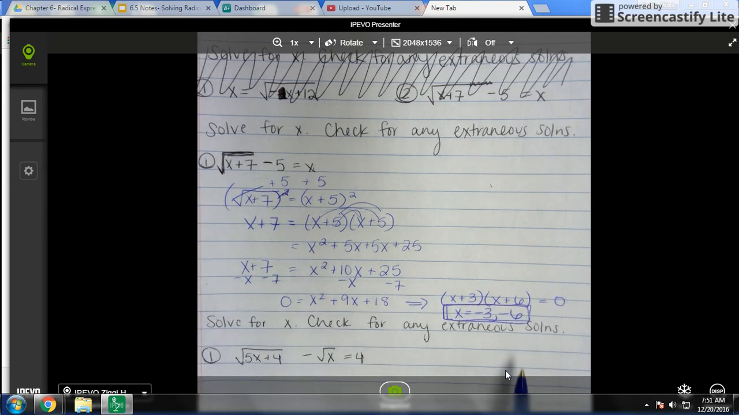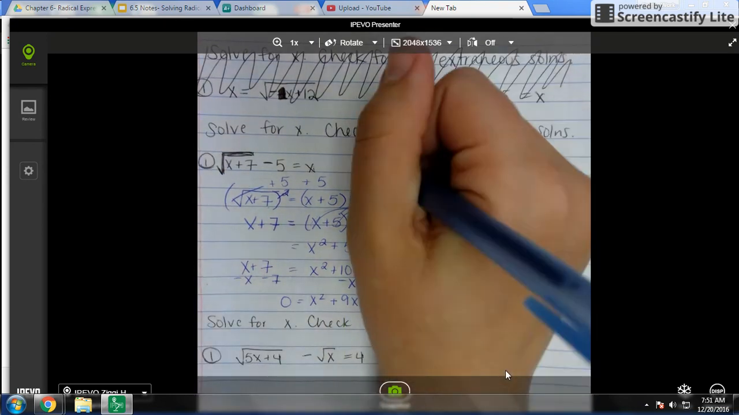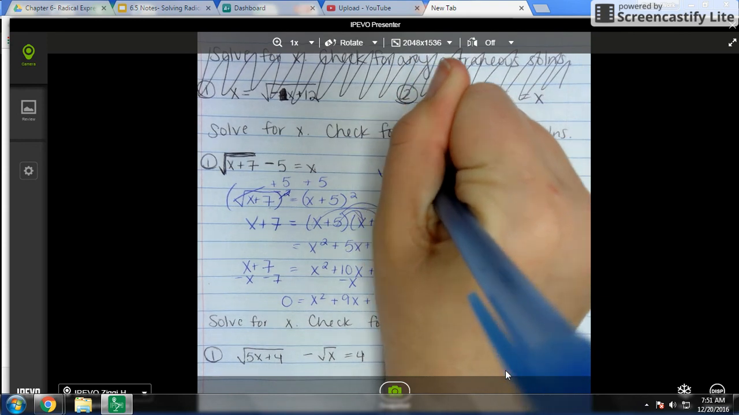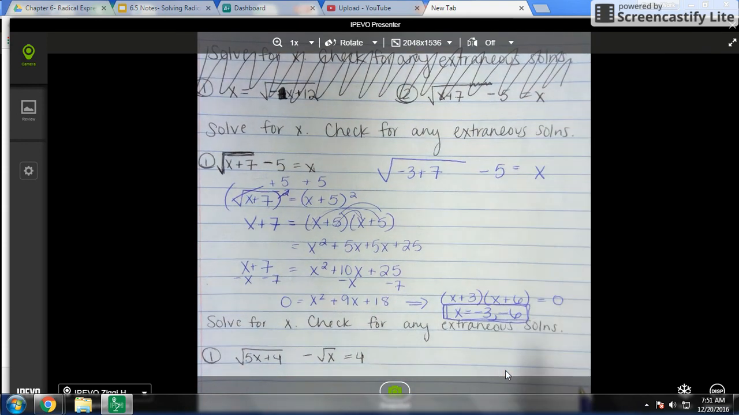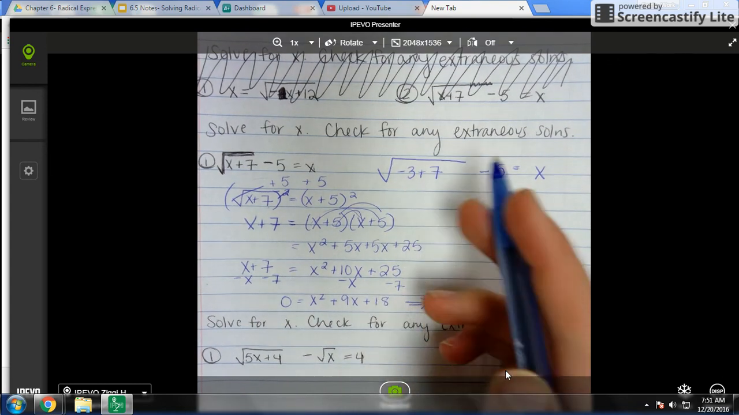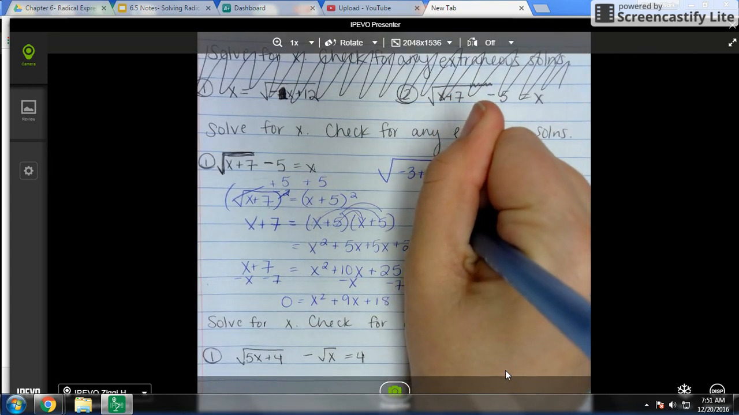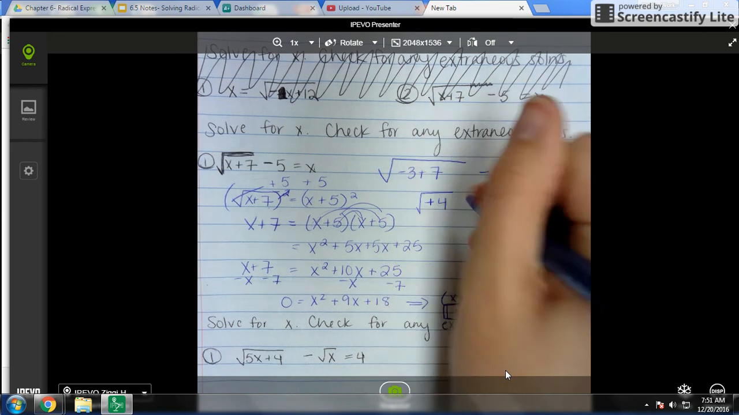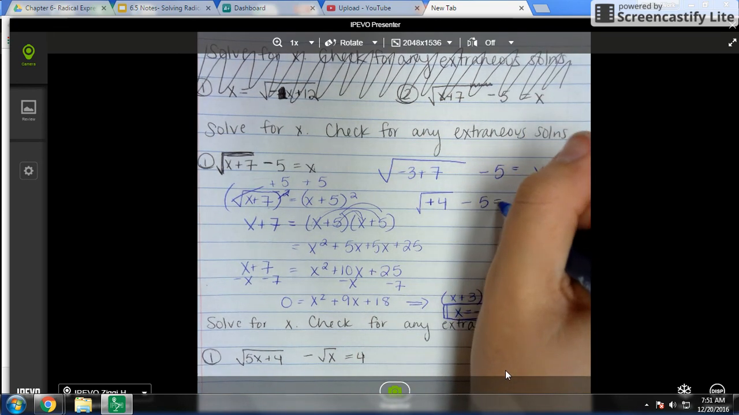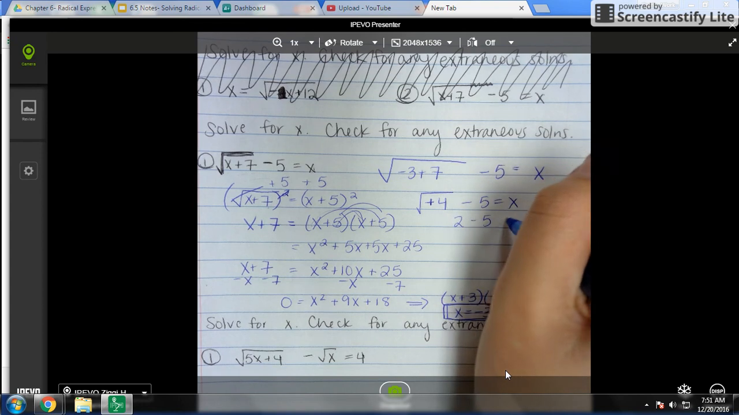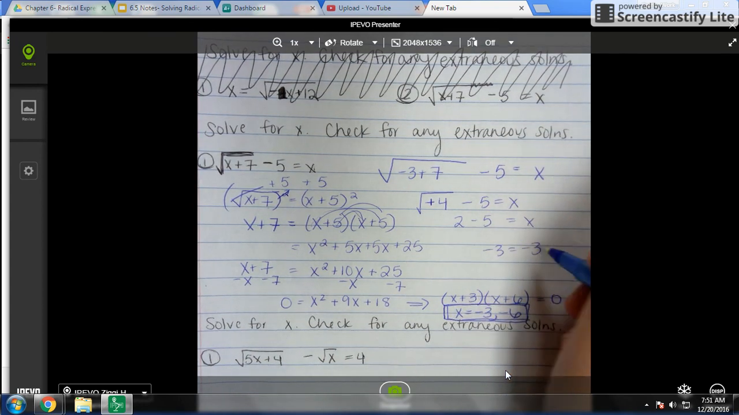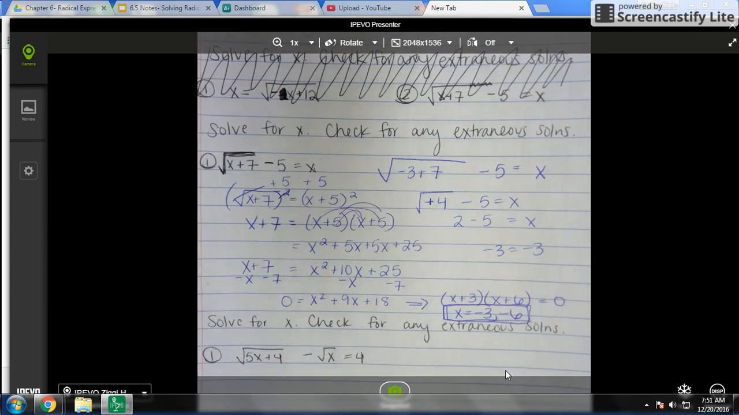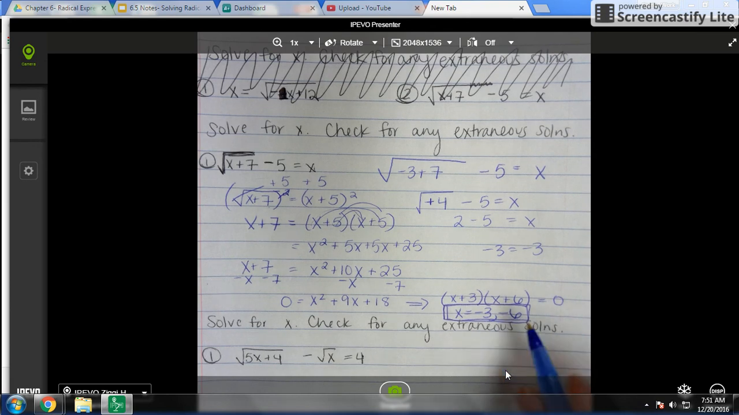So here, if we plug this back in, if we plug in -3, we get the square root of -3 plus 7, minus 5 equals x. So if you do -3 plus 7, you get positive 4. So when we get the square root of positive 4, we get 2 minus 5 equals x. Yes, 2 minus 5 does equal -3. So that solution does work.